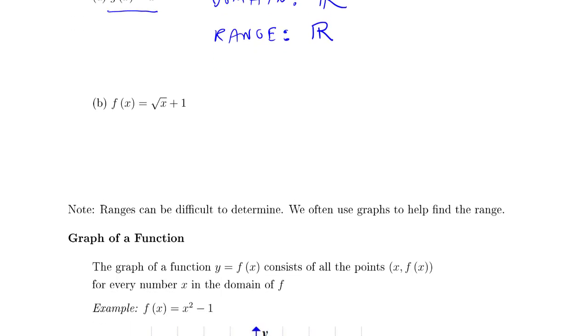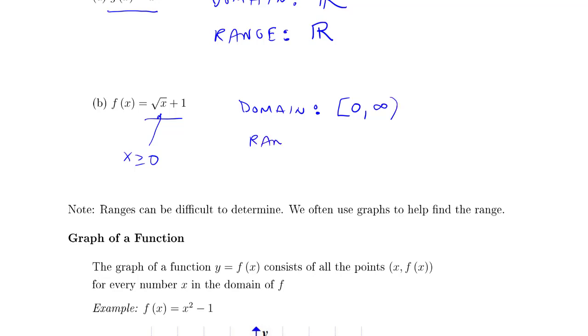Now, let's think about square root of x plus 1. Well, the domain here, since we have the square root of x, then that means that x must be greater than or equal to 0 because we don't want any negatives going into the square root if we're going to stay in the real numbers. So that means our domain is 0 to infinity.